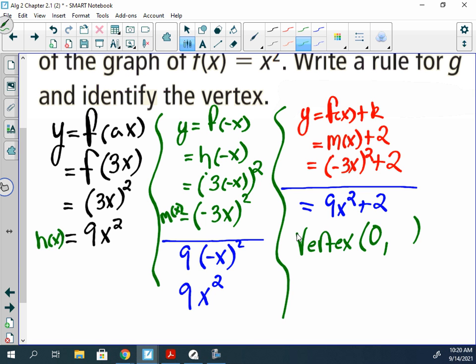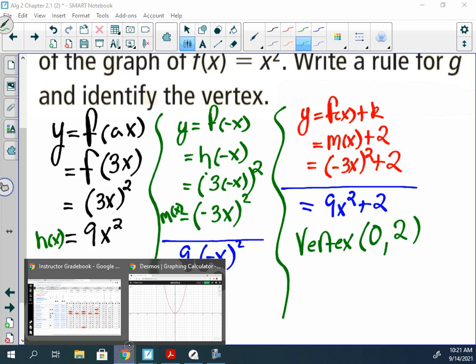Now the plus 2 on the outside would give us a vertex of 0, 2. In either one, for 9x squared plus 2, nothing inside the parentheses, so it's 0. And the plus 2 would give us plus 2. So we're good with the vertex here.